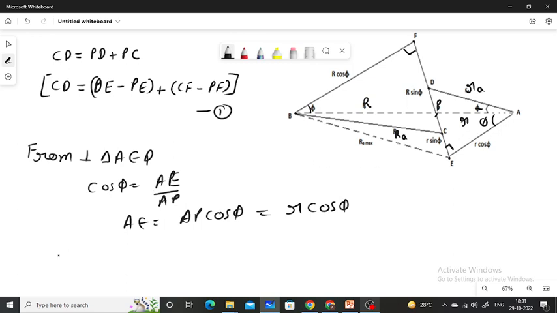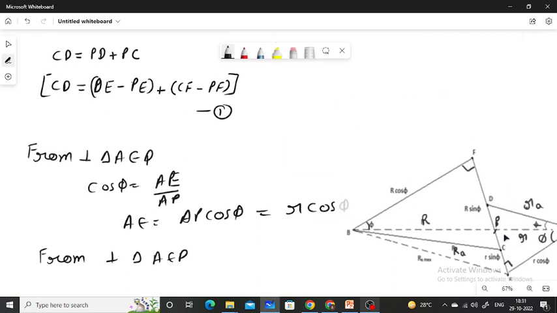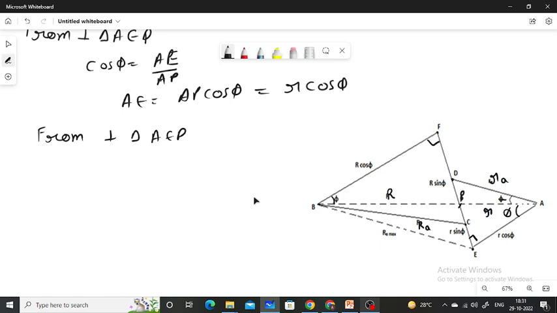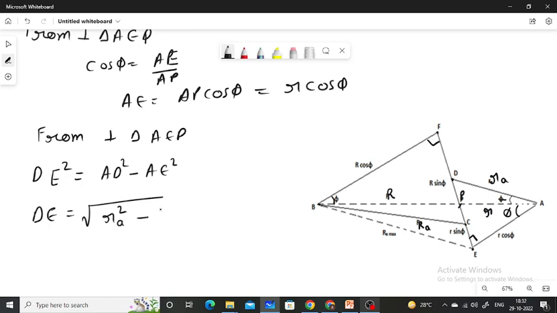Now from the right angle triangle AED, DE square will be equal to AD square minus AE square. DE is equal to the under root of, what is AD? AD is the radius of addendum circle RA square minus AE, which is R cos phi, whole square. This will be the DE, and we can determine the value of PE.